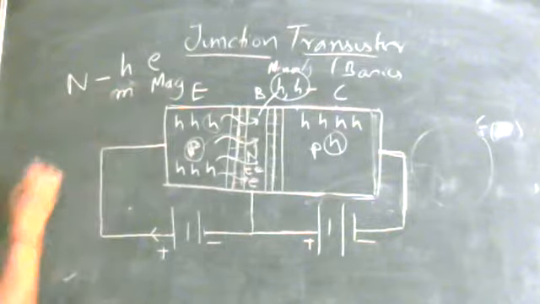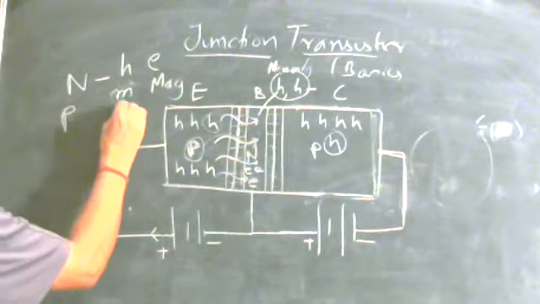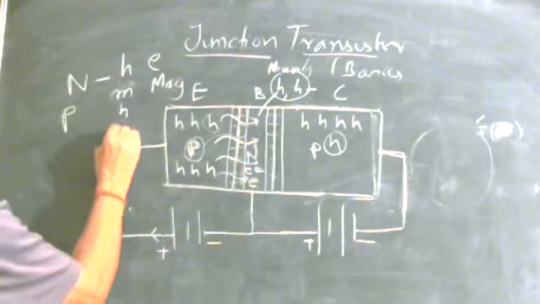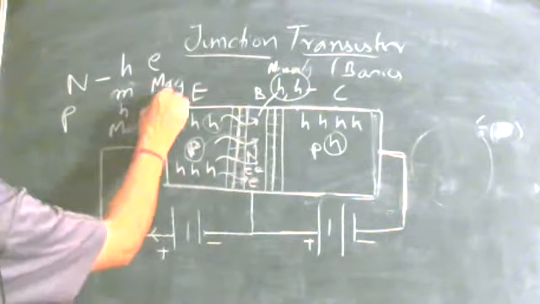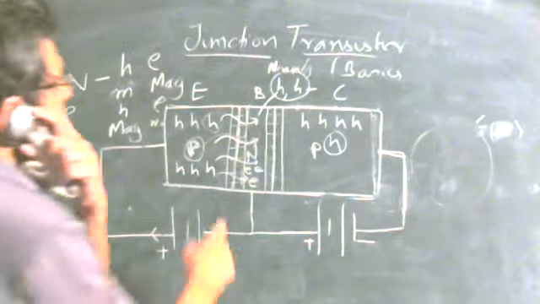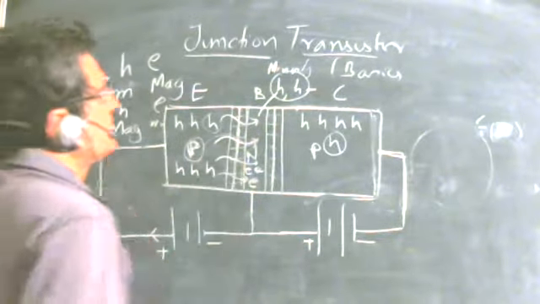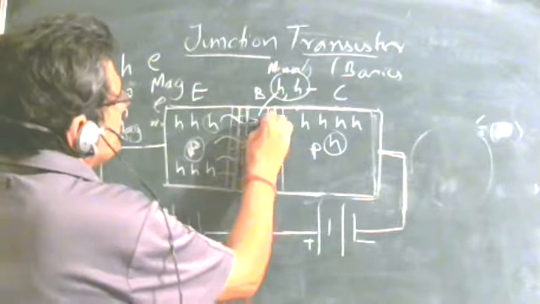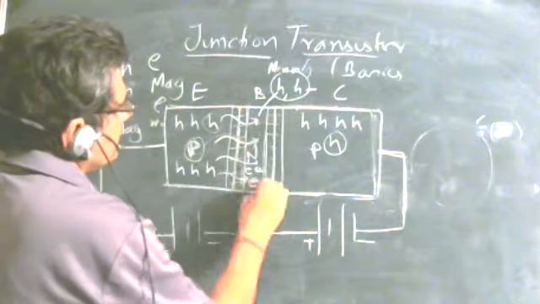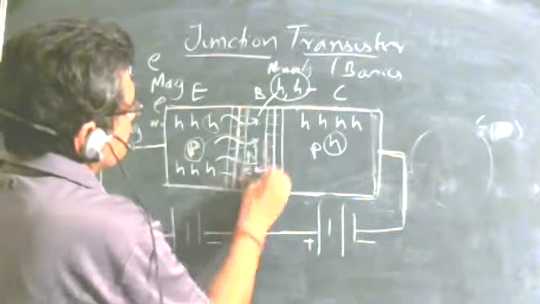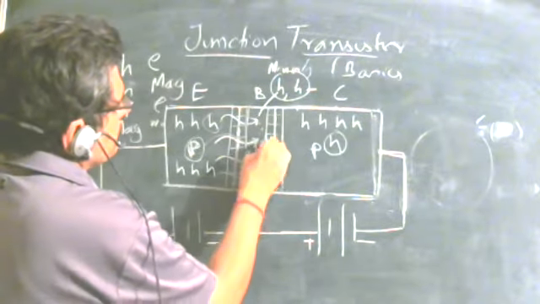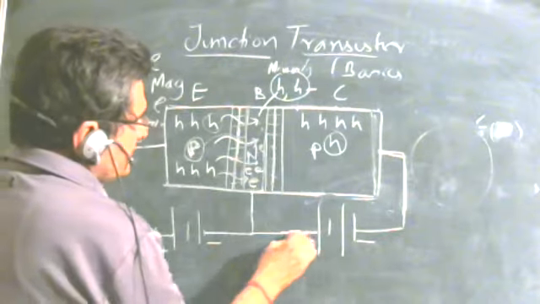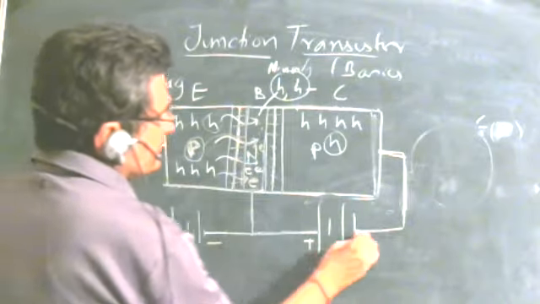Small m is from minority. P side means holes are majority and electrons are minority. This is basic, we should keep in mind. So holes are effectively minority carriers here, since this is a very thin layer, so these electrons are near this junction boundary, and this is now reverse biased.